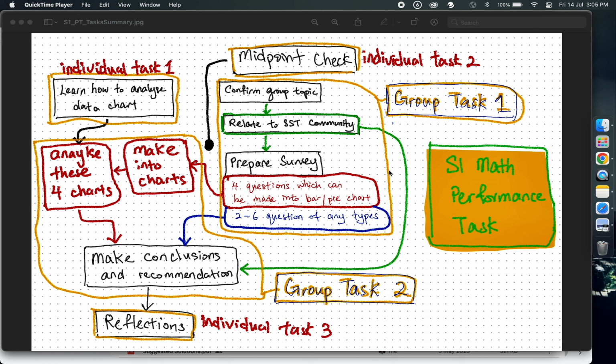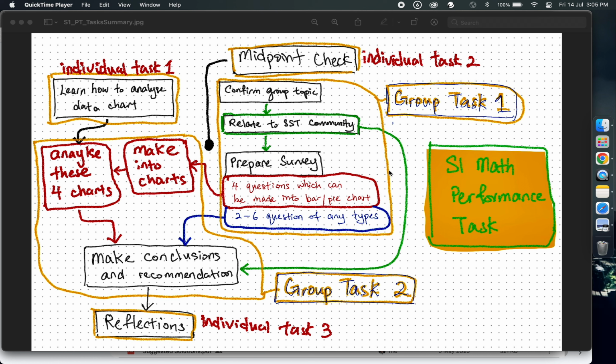However, you need to have 4 questions that can be made into either bar chart or pie chart, right? So my recommendation is 2 bar charts or 2 pie charts, or you can do 3 bar charts and 1 pie chart, okay? Or even 3 pie charts and 1 bar chart. But you need to have 1 bar chart and 1 pie chart minimally, and the other 2 can either be a bar chart, pie chart, or even a line chart, depending on the type of questions you have, right?